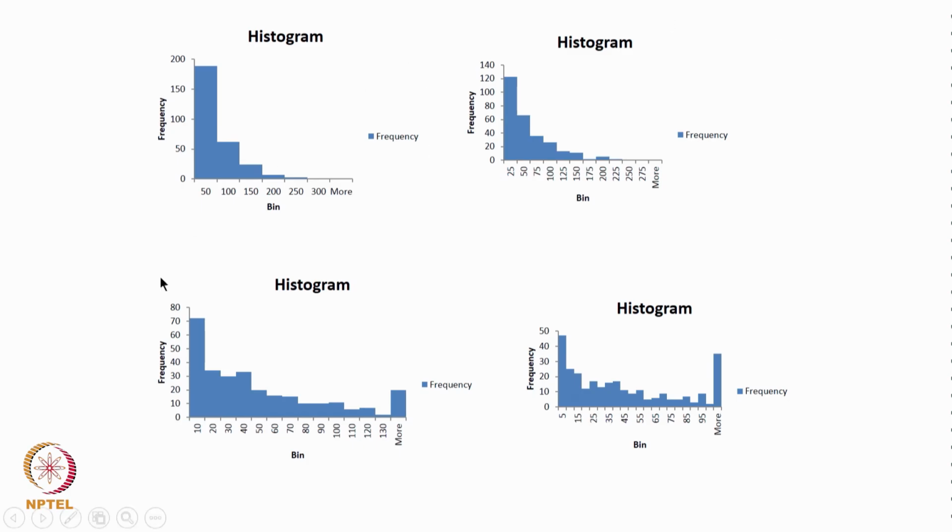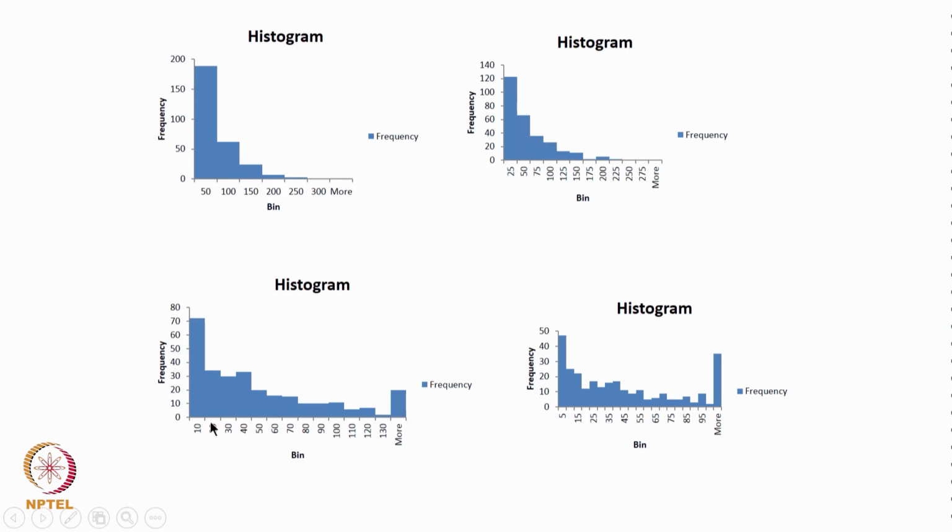So, what we do is, in this case we look at frequencies of 0 to 50, 50 to 100, like that, 250 and 300 and more, and you realize this is how the histogram behaves. On the other hand, if we say that it is 0 to 25, 25 to 50, 50 to 75, this is how the histogram behaves. You can see it is slightly different from the earlier one.